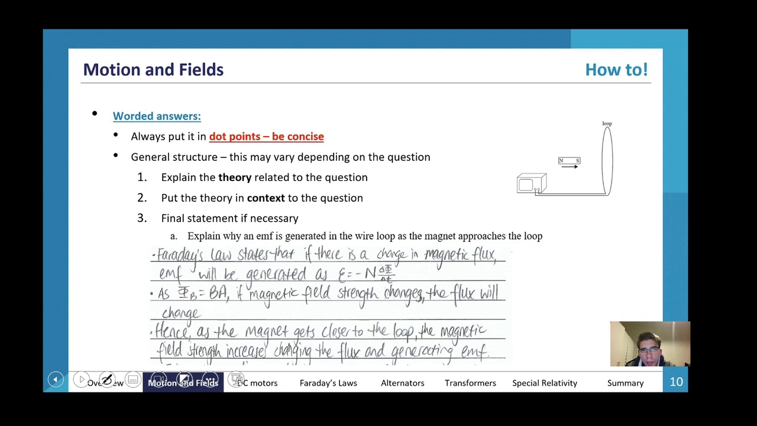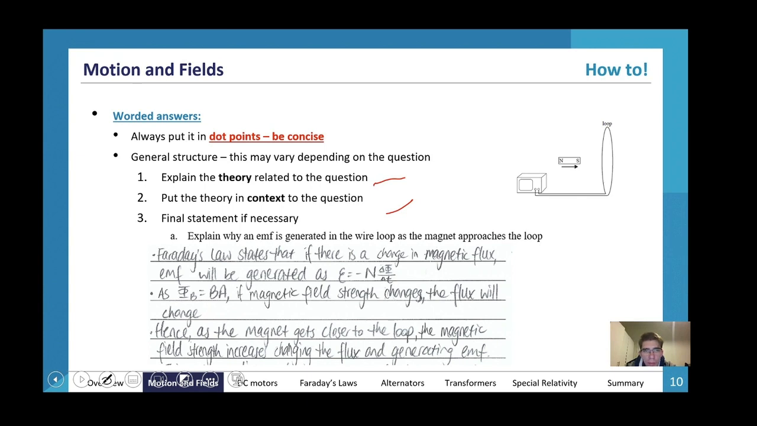Now, worded answers are something else that you need to be wary of. Always put them in dot points and you need to be concise. I would say explain the theory and put it back in the context are the 2 main ones. You can make a final statement if necessary, but talking about the theory in general and then applying it to the context of the question is really, really important.